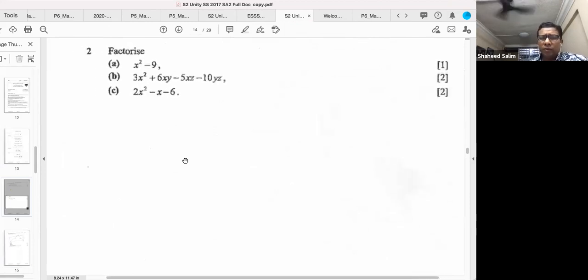Factorization A, B, C. Ken, you try A first. You got the answer for A? Can you see the pattern? Both can be squared. Both can be square rooted. Do you remember? Okay, never mind. Just proceed the way you know how.